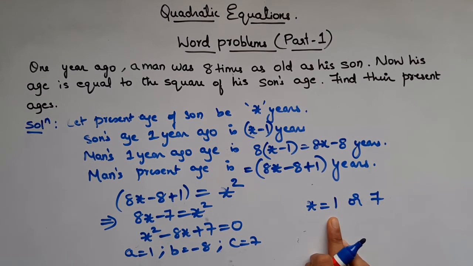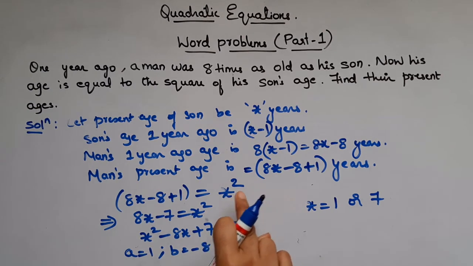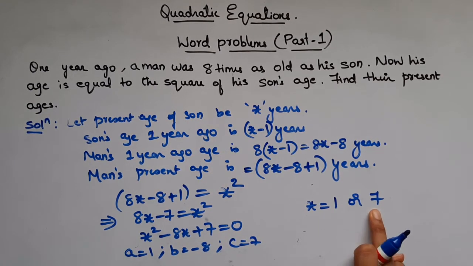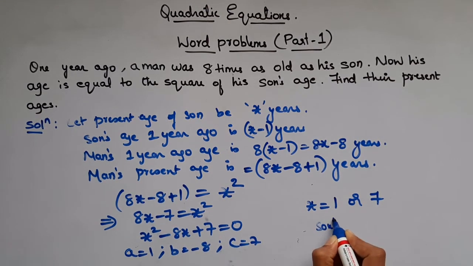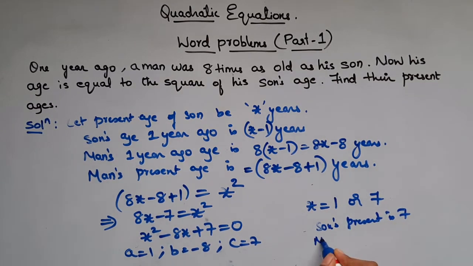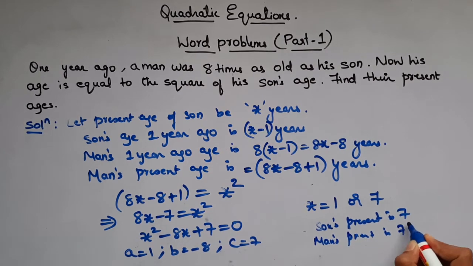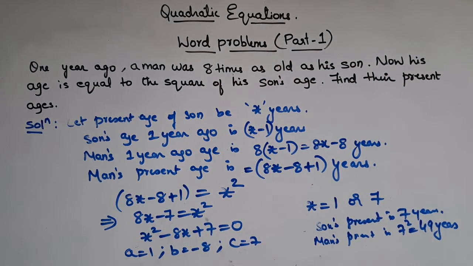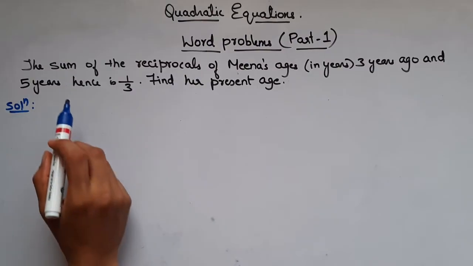Ideally 1 is not correct, because if son's age is 1, his father's age should be the square of his son's age, which is not possible. So your x value is 7. That means the son's present age is 7 and man's present age is 7 square, that is 7 sevens are 49 years. Do try this out. Now let's see this problem.